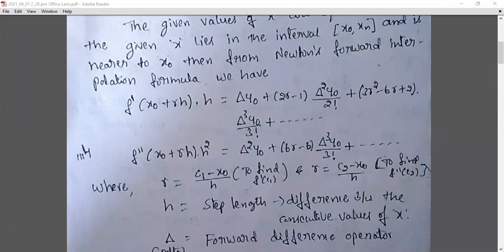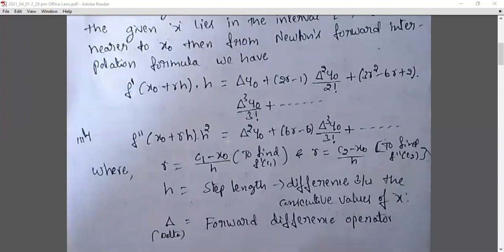That is, we have to construct a forward difference table, which I'm going to explain when we do the problems. So from that, you will be obtaining these values. As I told you, x naught is the first value of x from the table, h is the step length, that is the difference between the consecutive values of x, and r is the constant given by the formula c1 minus x naught divided by h. So these values are substituted in the derivative f dash or f double dash and you can find out the derivative of the given function at the given value of x.